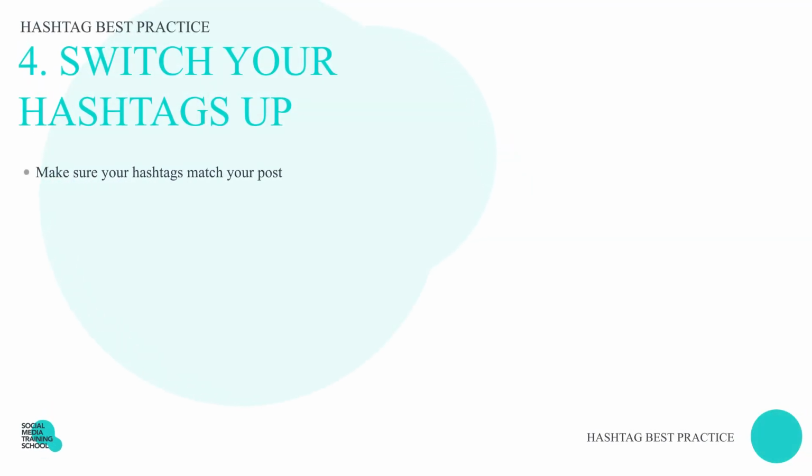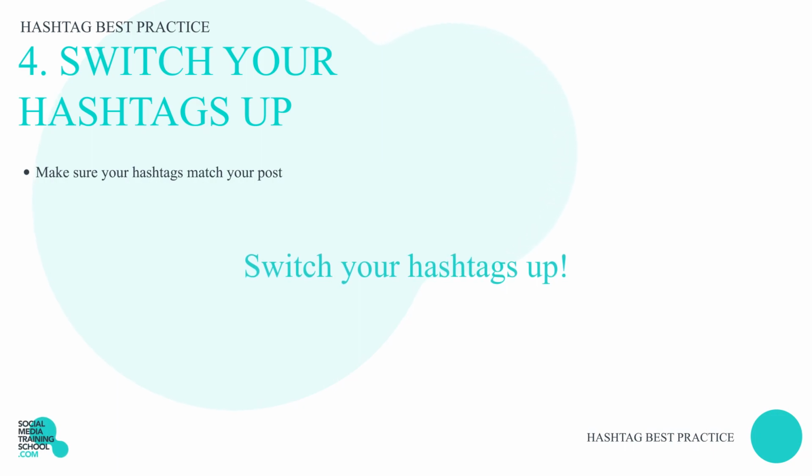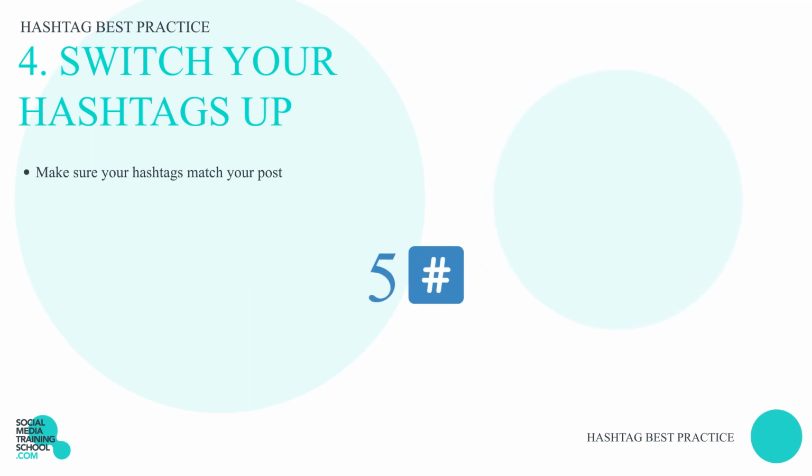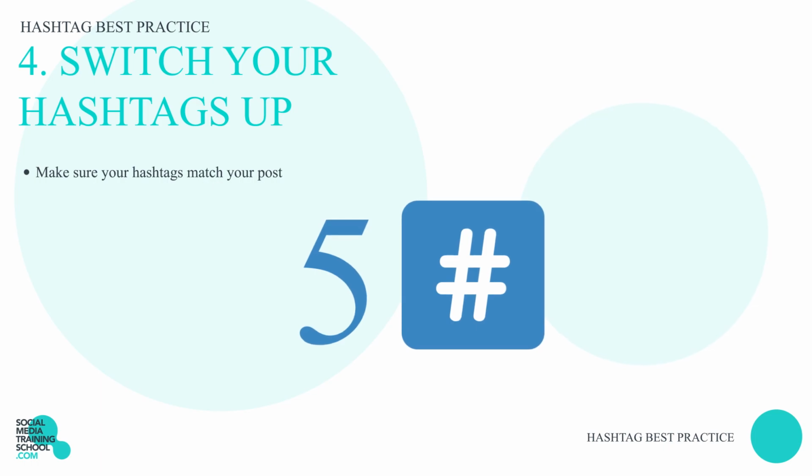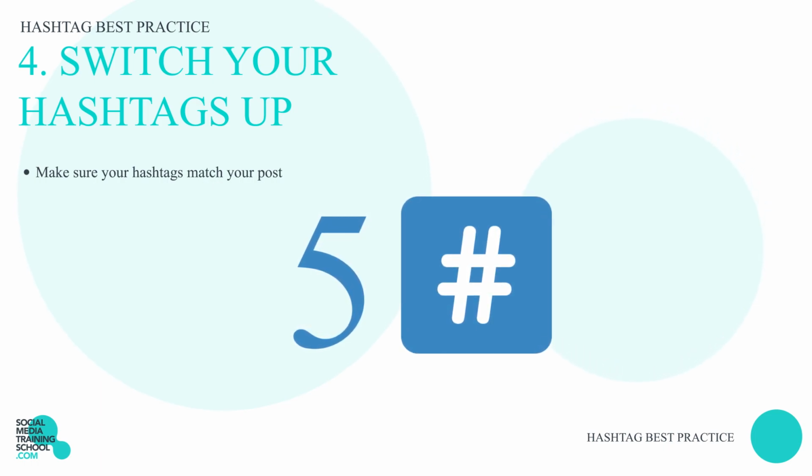Our fourth tip for social media best practice is to switch your hashtags up. Using the same hashtags on every post can get repetitive and can seem a little spammy, and this is particularly the case on Instagram. We recommend that at least 5 of your hashtags are related to what you're talking about in the actual post, to help make sure the hashtags you use are relevant.